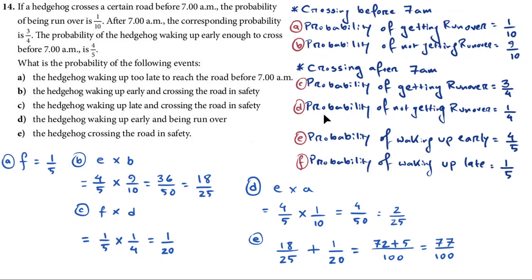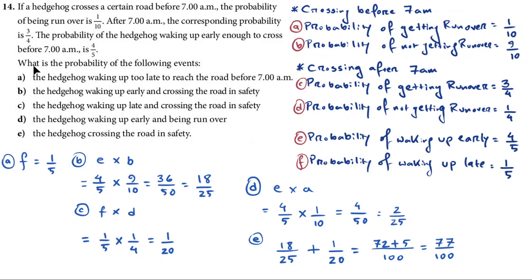Hence, probability of not getting run over is 1 by 4. This is not mentioned in the question. The way we solved it is from the information that's already given over here. Now, the last part, which says the probability of the hedgehog waking up early enough to cross before 7 a.m. is 4 by 5. So probability of waking up early is 4 by 5. That means probability of waking up late should be 1 by 5. Now we can solve all these questions very easily.